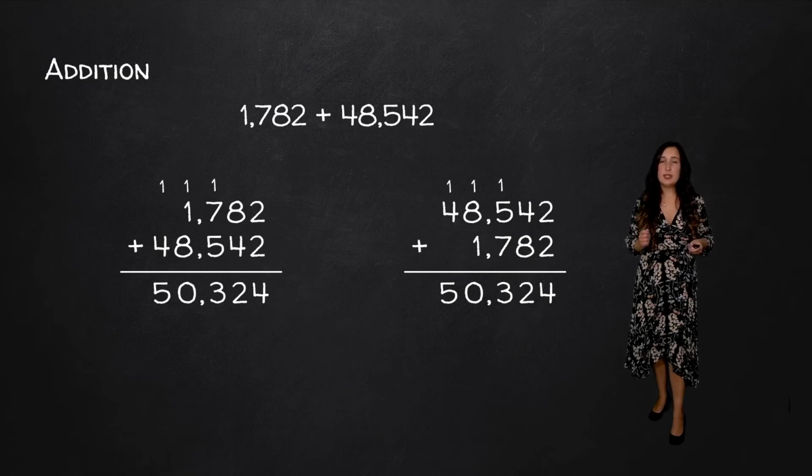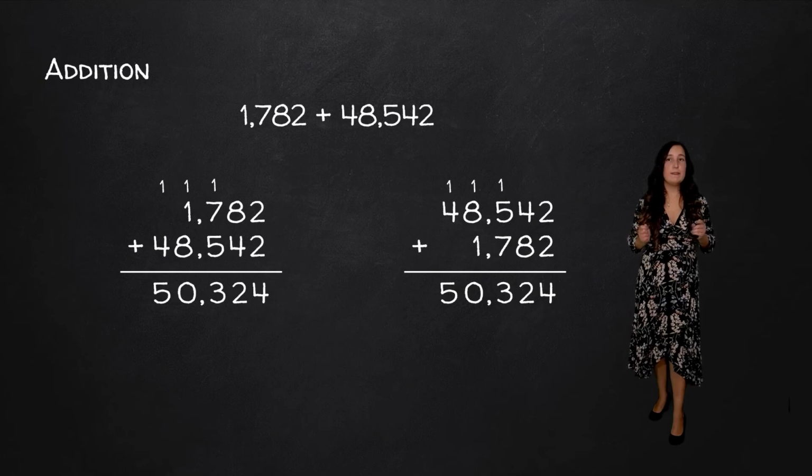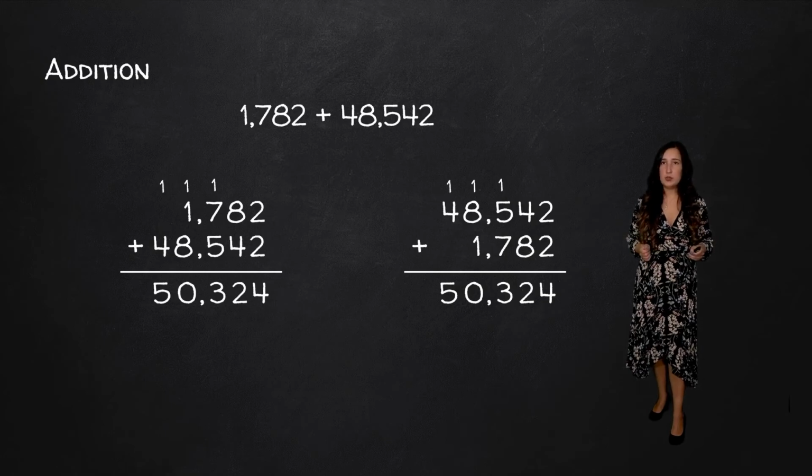So this is called the commutative property of addition, okay? So this is for addition. Don't try using this property for other operations.